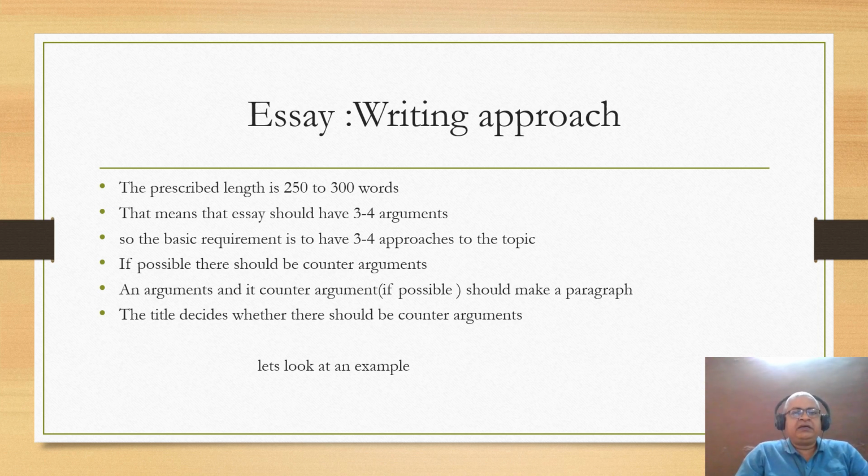So basically, you should approach the essay with 3 to 4 arguments because you have got around 300 words in the essay, right? If the topic allows, then you can write a counter argument also, an argument and its counter argument should make a paragraph, right? Now it depends on the title whether there should be counter arguments or not. Let's look at an example now.